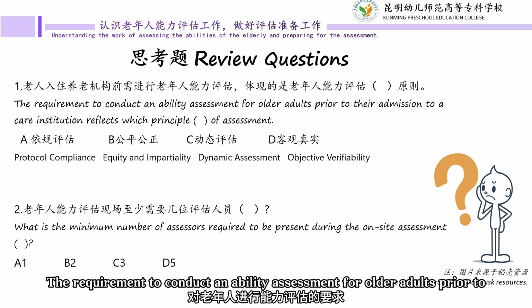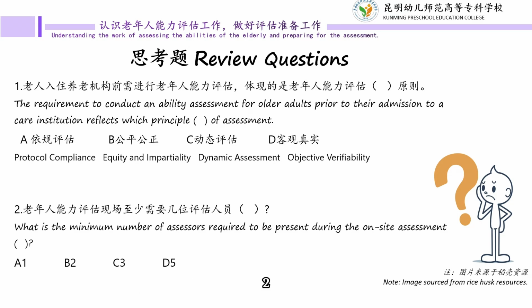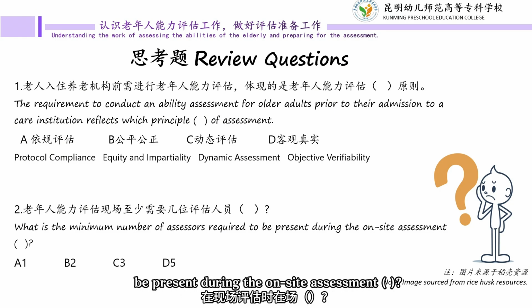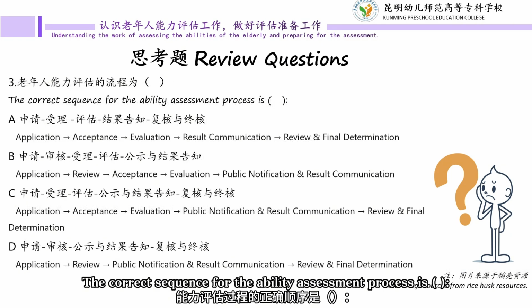First, the requirement to conduct an ability assessment for older adults prior to their admission to a care institution reflects which principle of assessment? Second, what is the minimum number of assessors required to be present during the on-site assessment? Third, the correct sequence for the ability assessment process is.